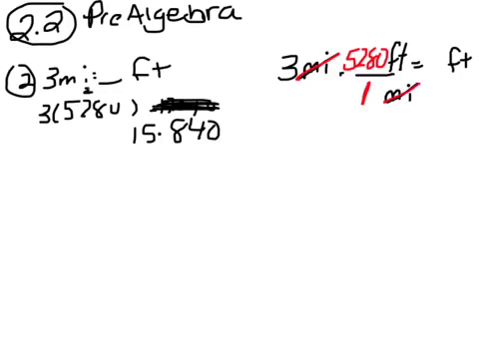5,280 feet over 1 is just still equal to 1. It's just another way the top is equal to the bottom. So this is 1. It just looks a little funky. And so we got feet there, and we could say 3 times 5,280, and we would still get the 15,840. So we have an old way of doing things, and we have a new way.